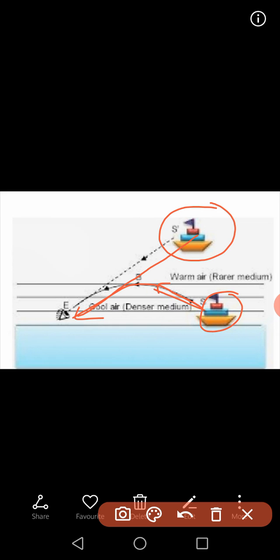This condition will be satisfied only if the light ray moves from a denser medium to a rarer medium. Another condition is that the angle of incidence should be greater than the critical angle. So this condition also should be satisfied, then only can the person see looming. Okay, so these are the two phenomena.